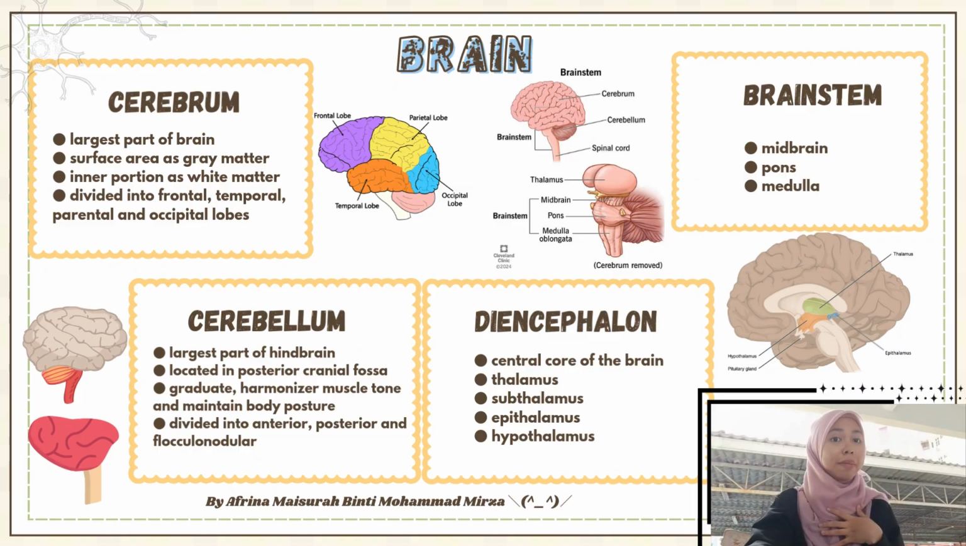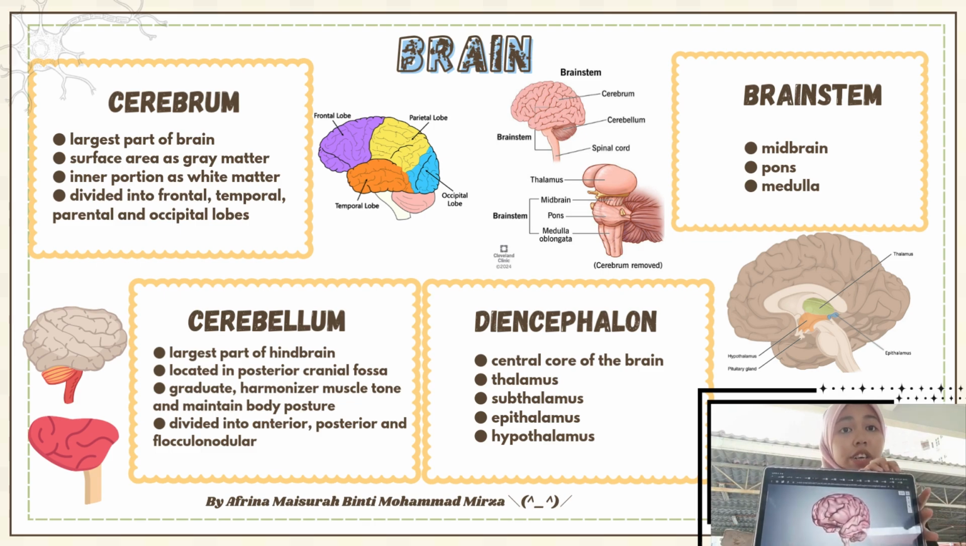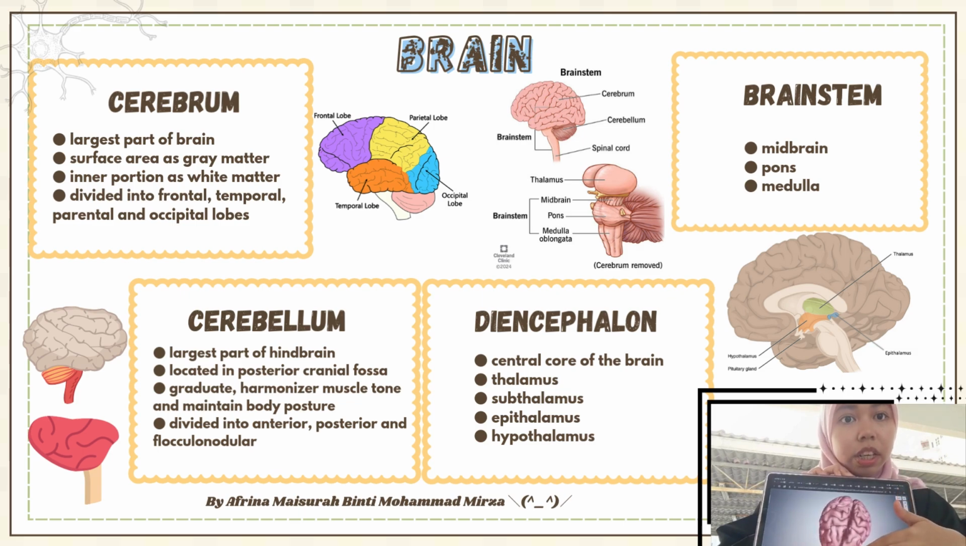Hi, Assalamualaikum. My name is Afrina and today I will present my part, which is the brain. The brain is divided into 4 major parts: cerebrum, cerebellum, brainstem and also diencephalon. The first part is the cerebrum. Based on this 3D picture, all of this is the cerebrum. The cerebrum is divided into 2 hemispheres, the first hemisphere and the second hemisphere, and these 2 hemispheres are divided by the longitudinal fissure.